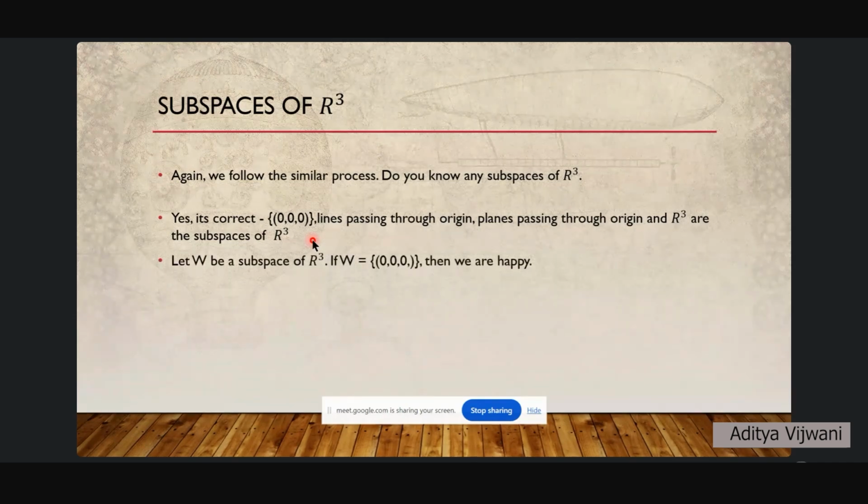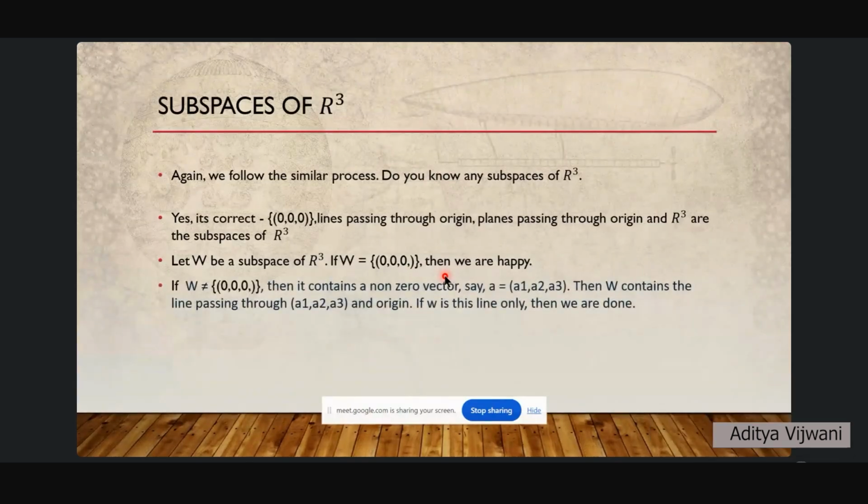So to start with, again I took the same W to be a subspace of R3, and if W is equal to the 0 vector, then we are happy. So basically it's the trivial subspace. We discussed it twice. Now if W is not equal to the 0 vector, then it will contain a non-zero vector. Similarly to what we have been doing, I take this vector as A equals (A1, A2, A3). This is my non-zero vector. So W will also contain the line passing through (A1, A2, A3) and origin.